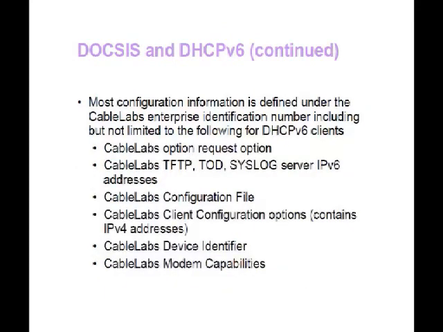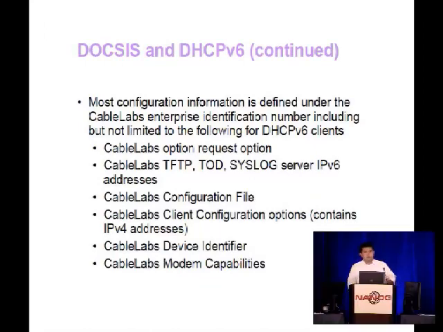And here they are. Under 4491, we have a CableLabs option request option, which is not equal to the core DHCPv6 option request option. It's an option request option that's specific to the Enterprise ID for CableLabs. We also use vendor options under 4491 to specify TFTP server lists, time of day server lists, syslog server lists, boot files or configuration files, and other client configuration options. We also have modem capabilities, which are very much DOCSIS constructs, and we also have a device identifier, right?